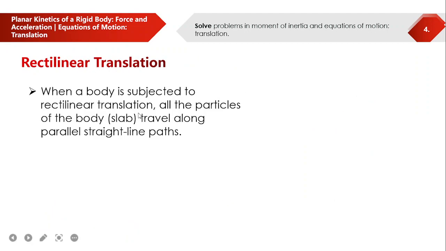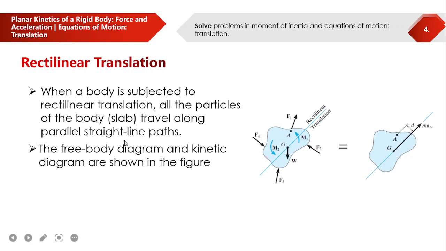Okay? So when a body is subjected to rectilinear translation, all the particles of the body travel along parallel straight line paths. We already know that one. Now, the free body diagram and kinetic diagram are shown in the figure. So if this is your rectilinear translation, this is your kinetic diagram. So, the line of action is also along the motion of the body.